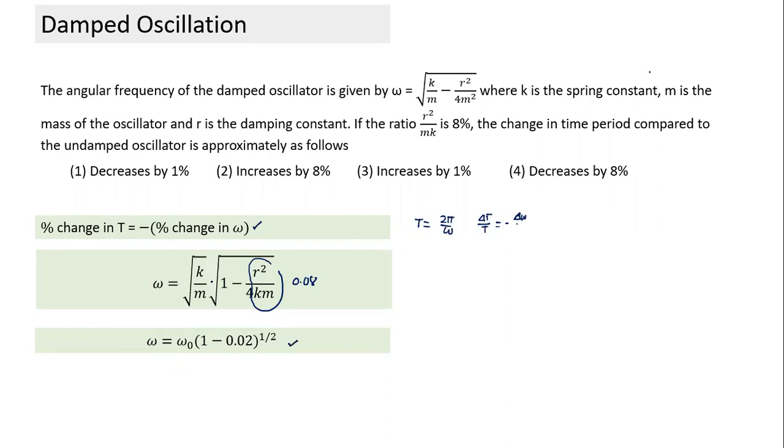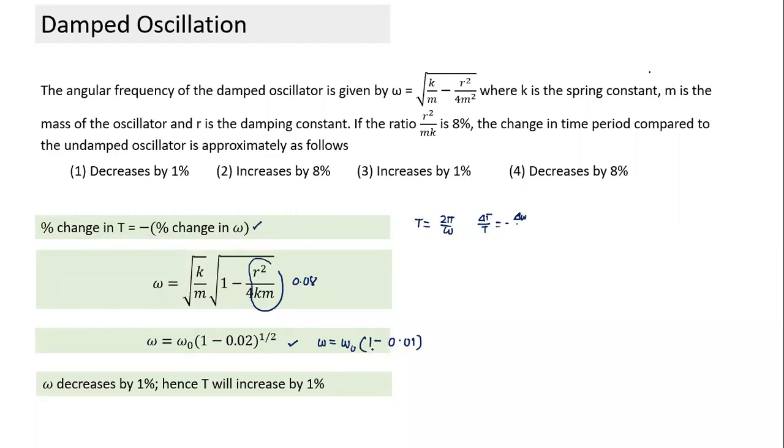Now, can I find the percentage change? What is the percentage change in omega now? This is again an approximation, so this is a small quantity raised to a power. It implies omega is equal to omega naught times 1 minus 0.01. Or omega is decreasing by 1%. Omega decreases by 1%, so the time period will increase by 1%. Or for those who are not very clear, we can also write this as omega naught.